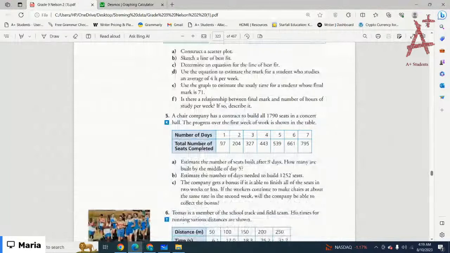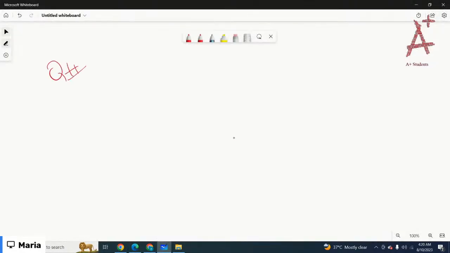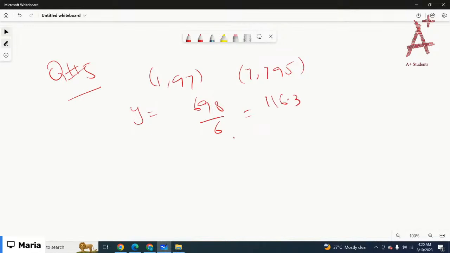Okay, so first of all, you have to sketch a graph, right? Then you have to find the line of best fit, right? So the line of best fit passes through the points 1, 97 and 7, 795, right? Just use these points and find the slope. It would be 698 over 6. That means it is 116.34.